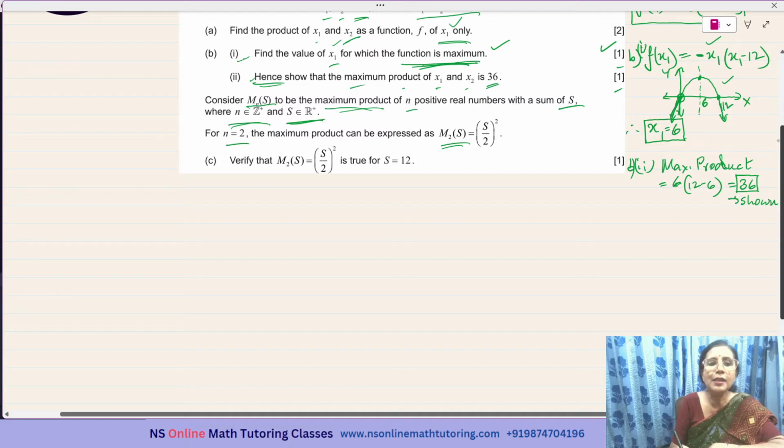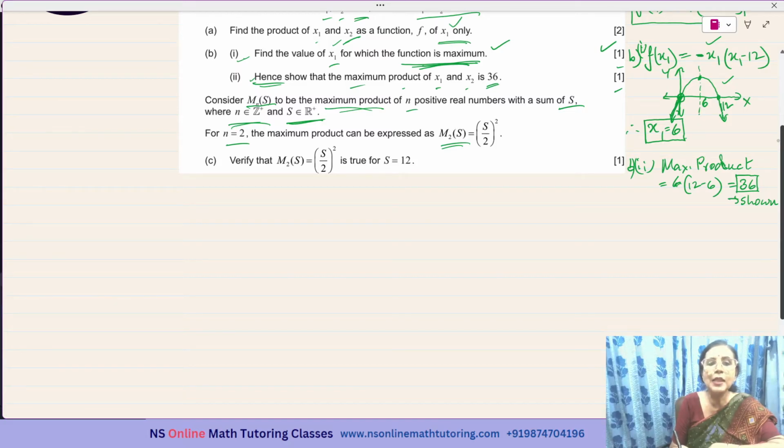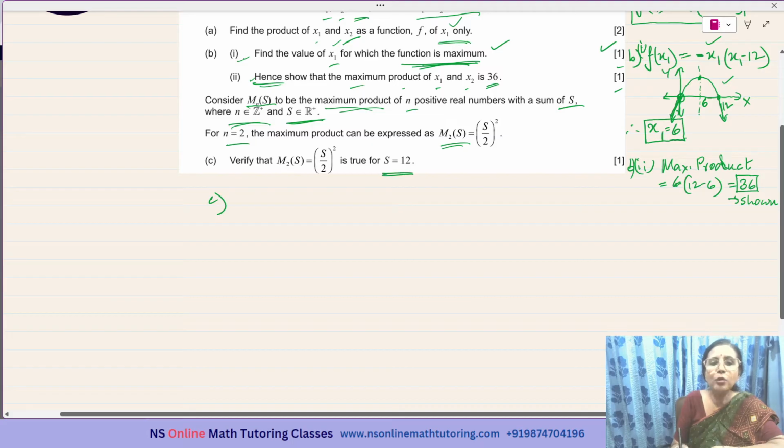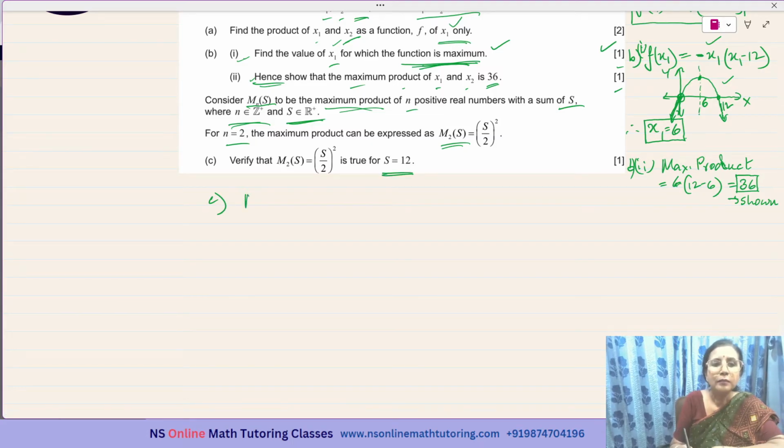Subpart C's question is, verify that M2 of S is equal to (S over 2) whole squared is true for S equal to 12. So, S is equal to 12. Therefore, M2 of 12 is equal to, I'm just substituting 12 in place of S, 12 over 2 whole squared, which is equal to 6 squared, which is 36. And we have indeed found the maximum product as 36 in the second subpart of subpart B. Okay. So, we have verified.